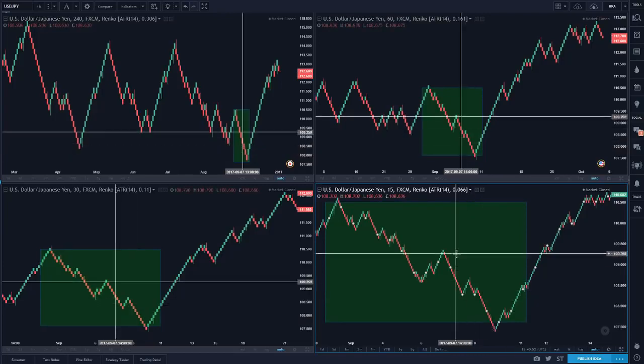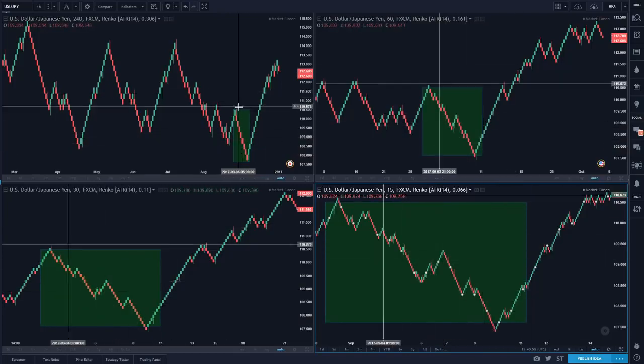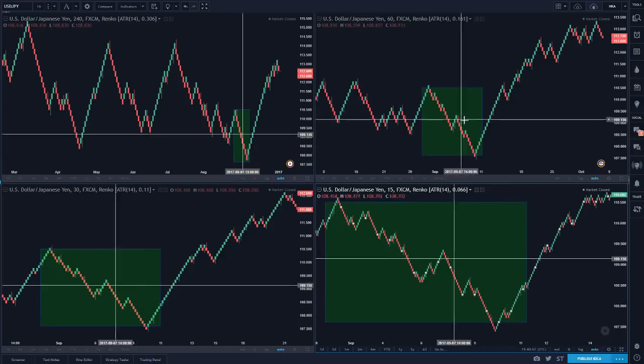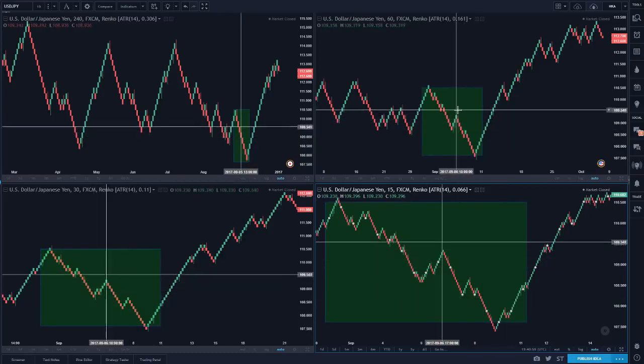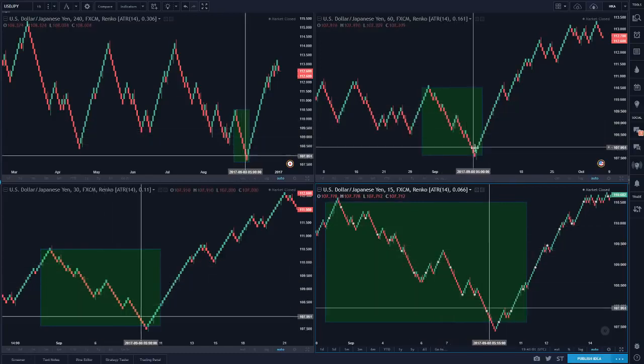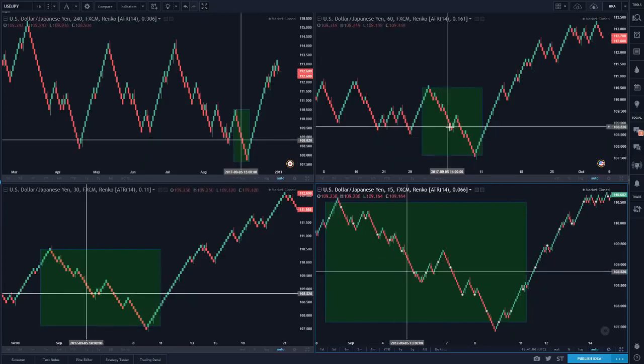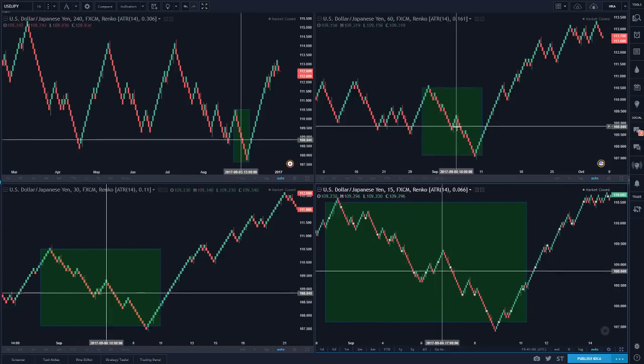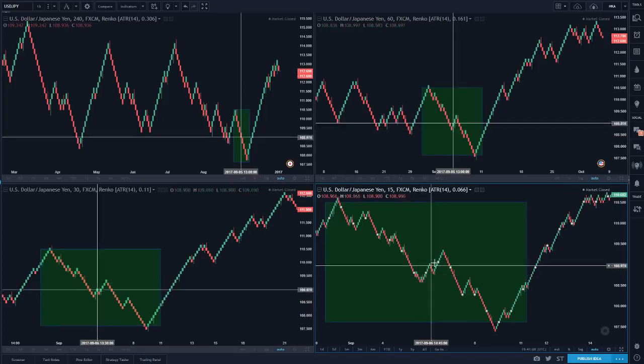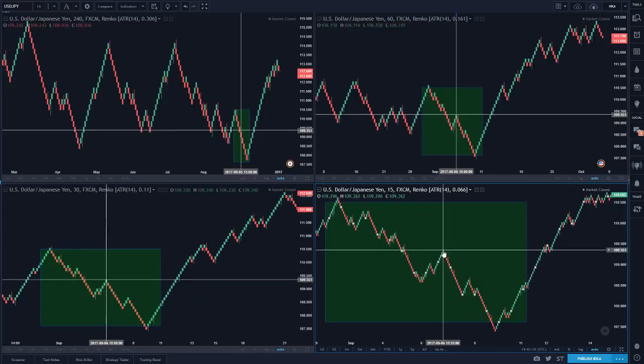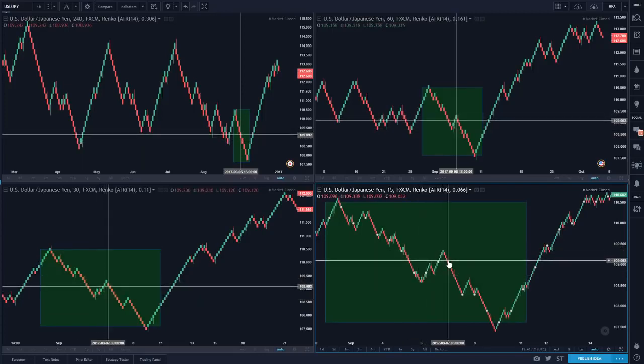See, these all are pullbacks within the trend. This is the main trend, downtrend. But these green candles are nothing, just a pullback in a downtrend. So what you're gonna do, if you have your chart set up on 15 minutes, then every time when pullbacks happen, just wait for it to come back into the main trend.